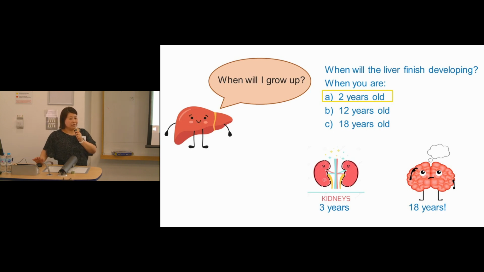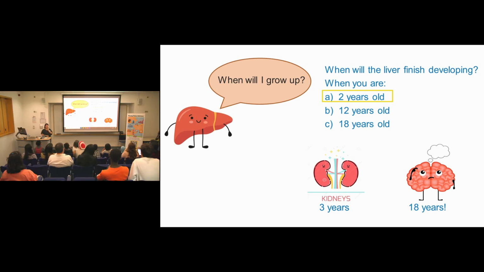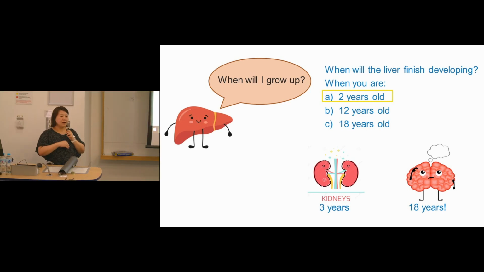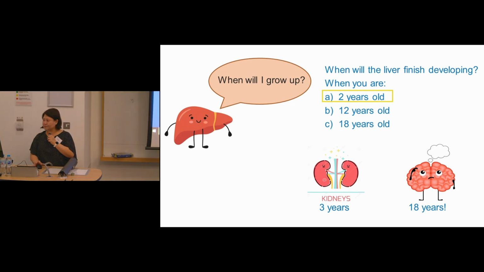So children under the age of 2 may handle drugs very differently because their capacity is not the same as adults. It happens to other organs as well. The kidneys take about 3 years to grow. And the brain is still developing when you're 18. So that means the drugs we need to look at for children can be very different to adults.